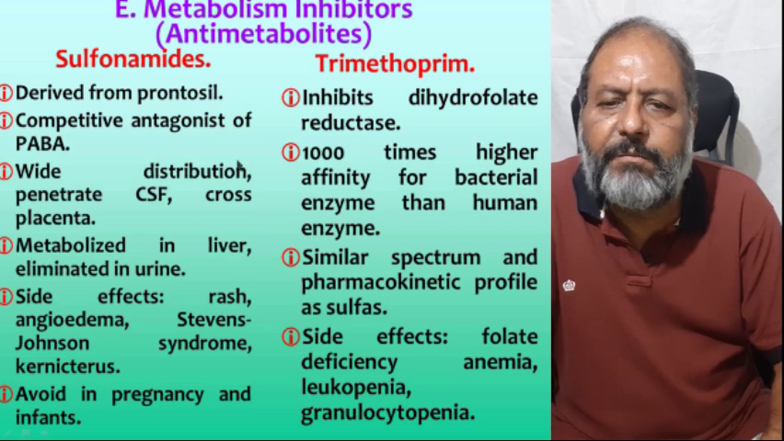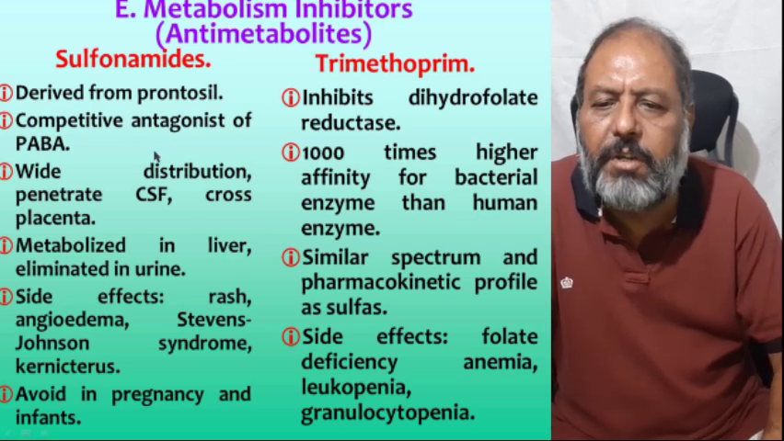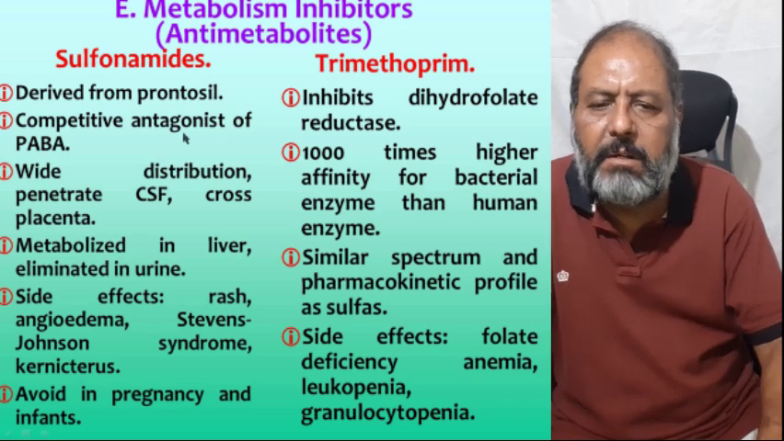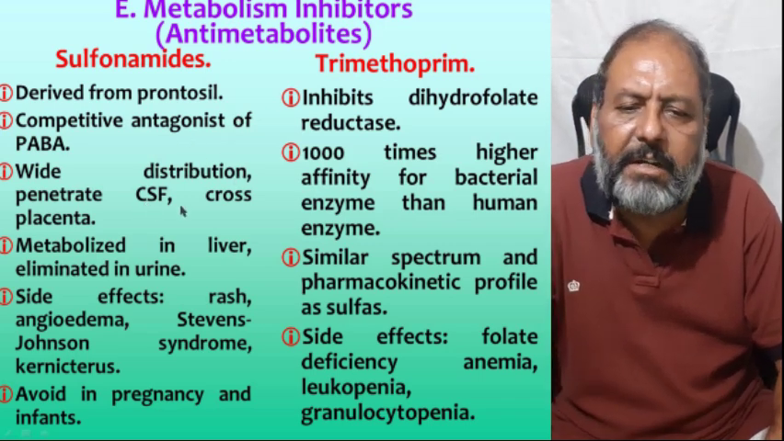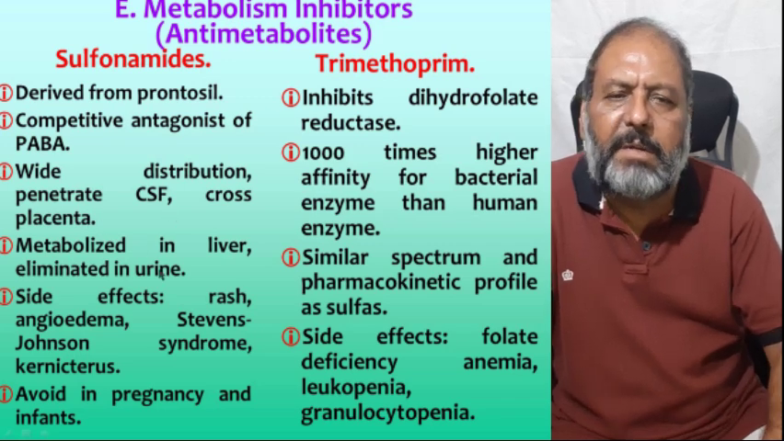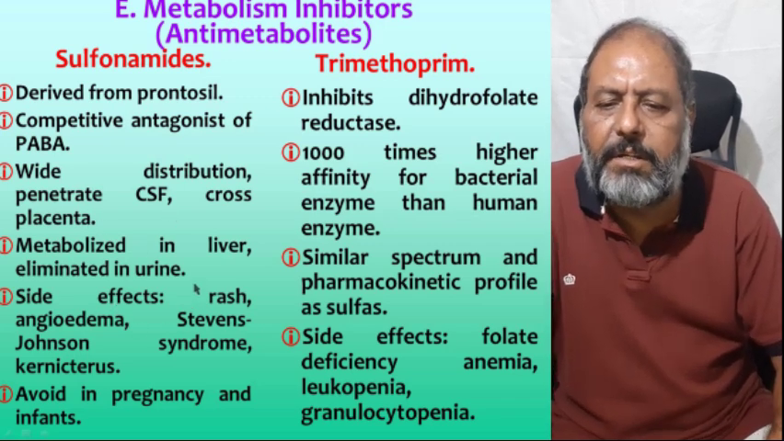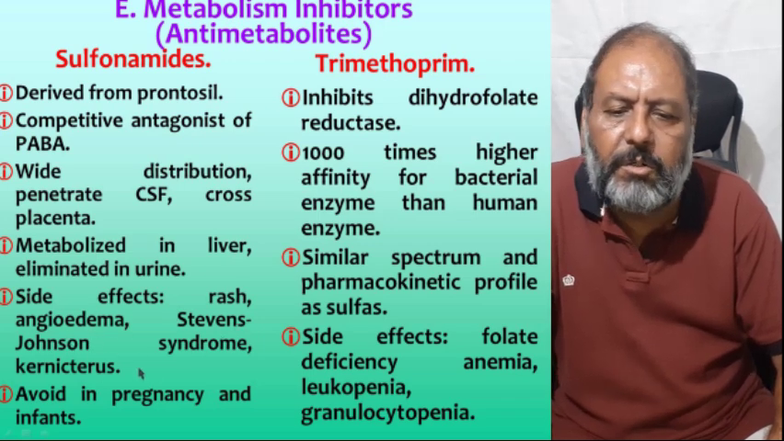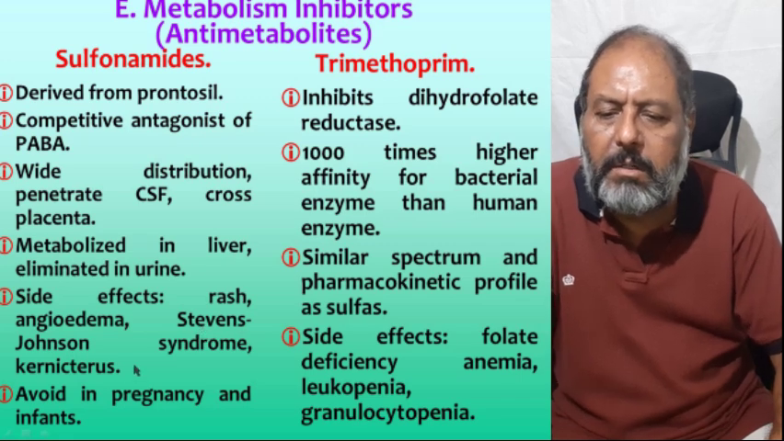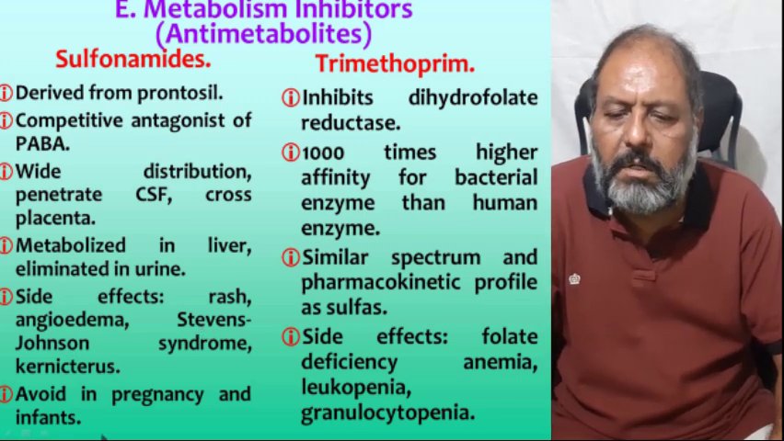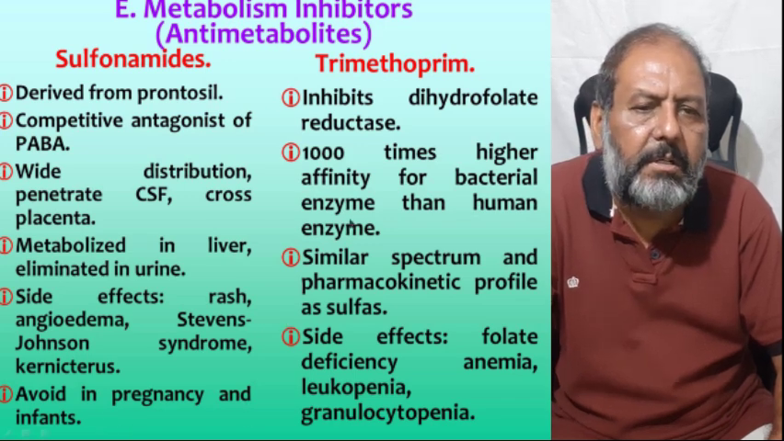Sulfonamides are derived from prontosil, a competitive antagonist of PABA. I have given you the example. They have wide distribution, penetrate the CSF, and also cross the placental barrier. They are metabolized in the liver and eliminated in the urine. Side effects are rash, angioedema, and Stevens-Johnson syndrome, because of which they have been mostly abandoned now. They also cause kernicterus in children and jaundice, so avoid in pregnancy and infants.